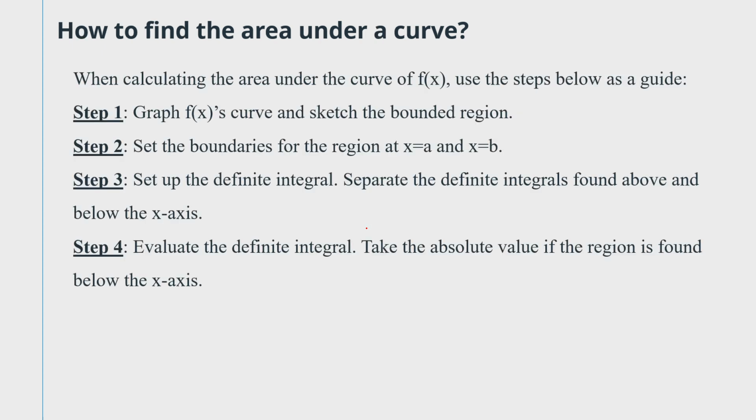So how do we find the area under the curve? When calculating the area under the curve of f of x, use the steps below as a guide. First, graph the function's curve and sketch the bounded region. Second, set the boundaries for the region at x is equal to a and x is equal to b. Third, set up the definite integral and separate the definite integrals found above and below the x-axis. Then evaluate the definite integral and take the absolute value if the region is found below the x-axis.